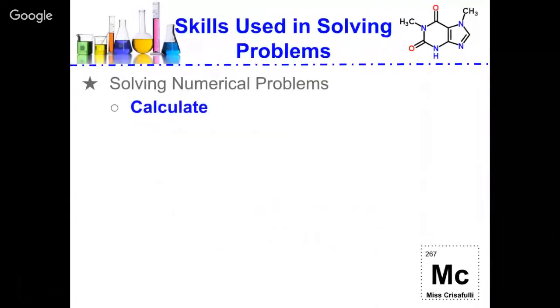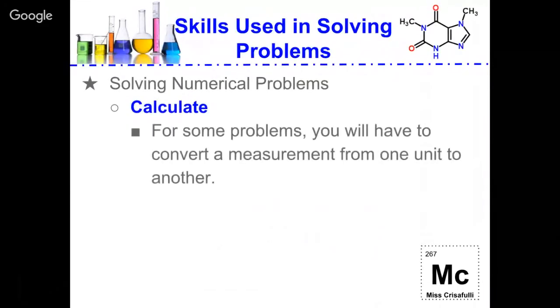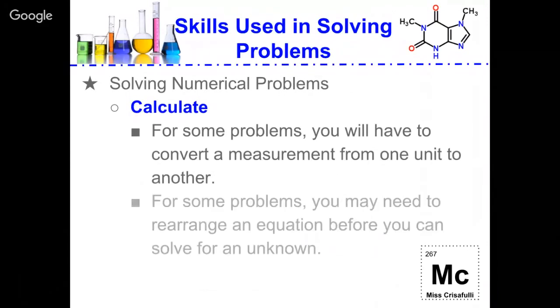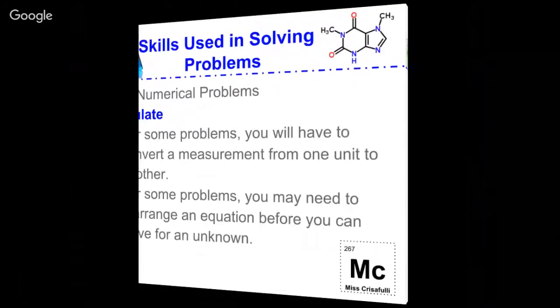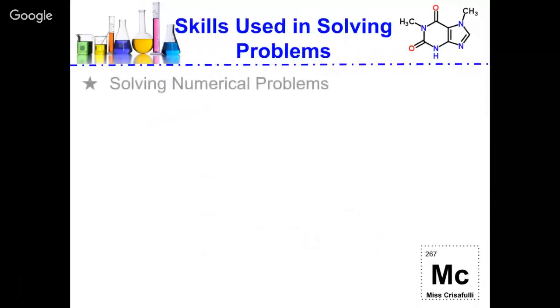The second step is to calculate. So for some problems, you'll need to convert a measurement from one unit to another to solve for it. Or in other problems, you might need to rearrange an equation, and then it's going to be a plug and chug problem. And then the third step is evaluate.